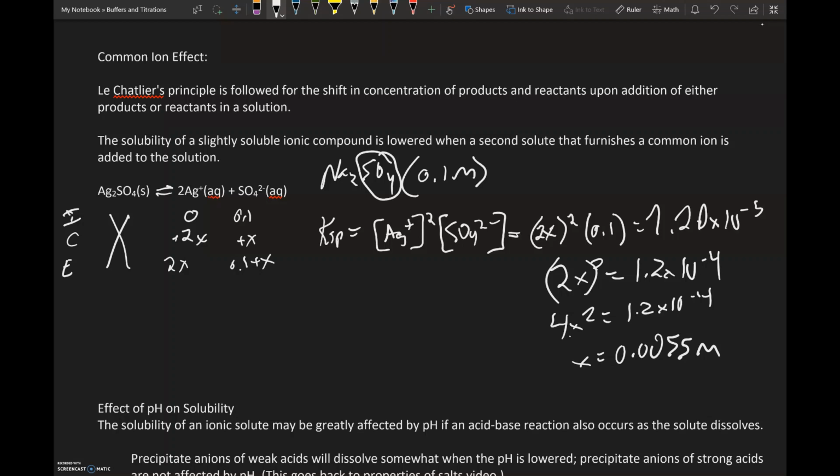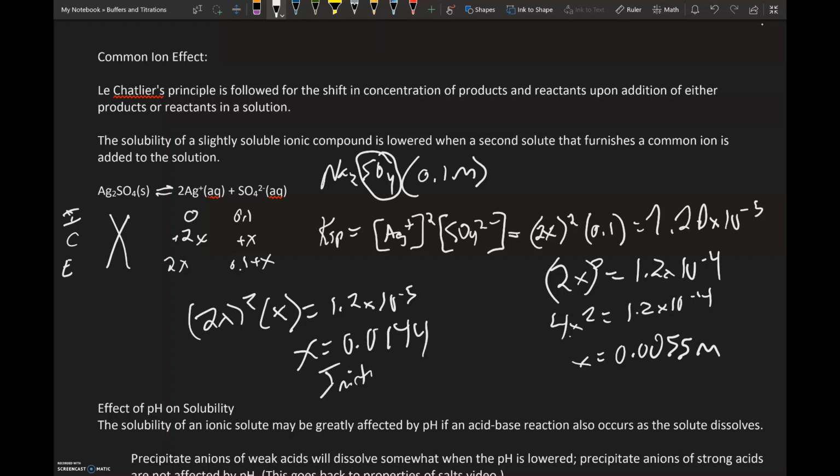If we want to solve for x initially, we would go back to the whole process where you have 2x squared times x is equal to 1.2 times 10 to the negative 5. So we'd have 4x cubed. So we would take the cube root of 1.2 times 10 to the negative 5 divided by 4. And that gives me an x value of 0.0144. And this is the initial value. And so this is after you've added in the common ion.